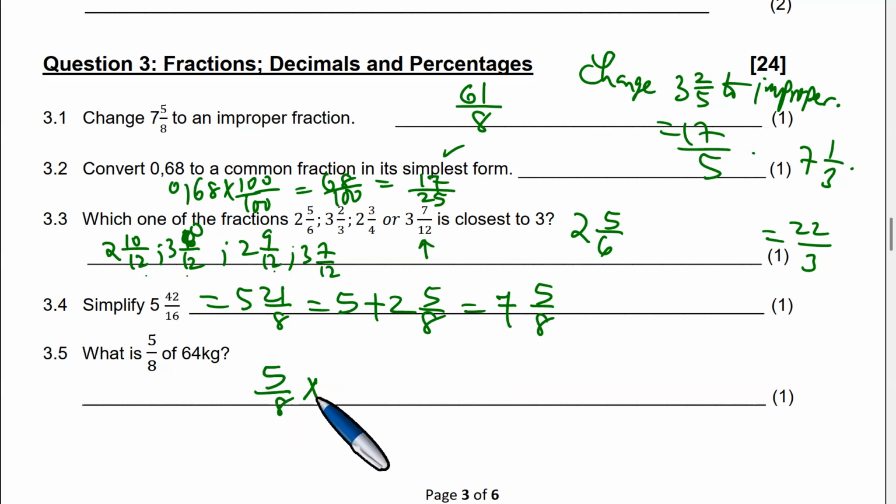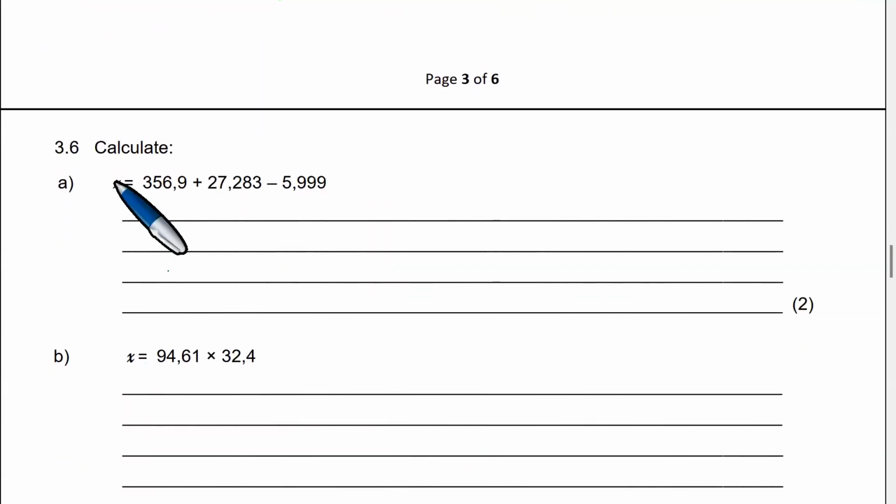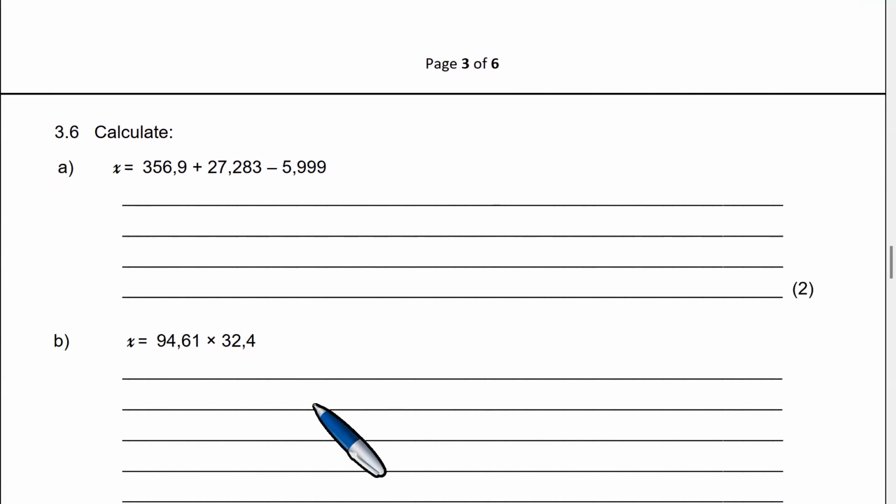So it's 5 over 8 by 64. 8 goes how many times into 64? It goes 8 times. 5 by 8 is what? It is 40 kilograms. So the answer is 40 kilograms. Next question. Calculate this one and give the answer, please.